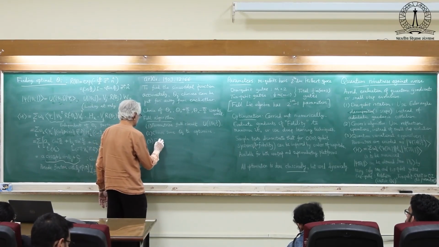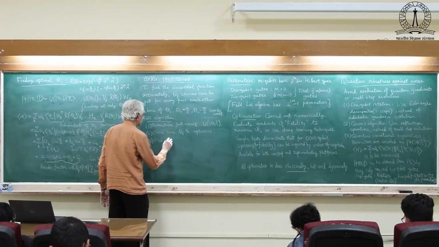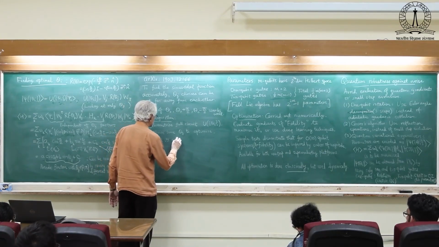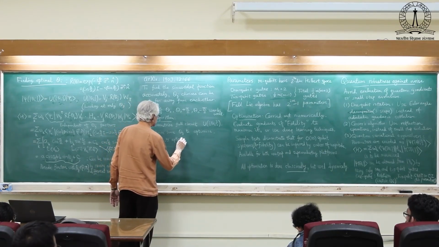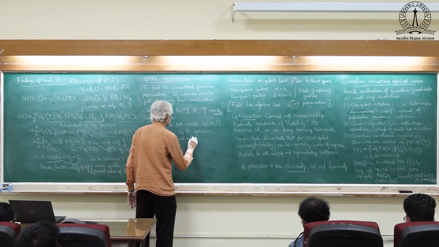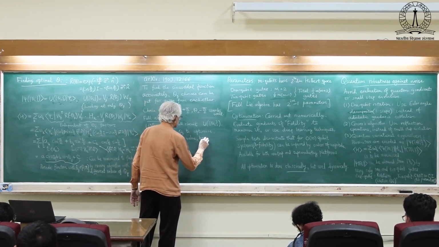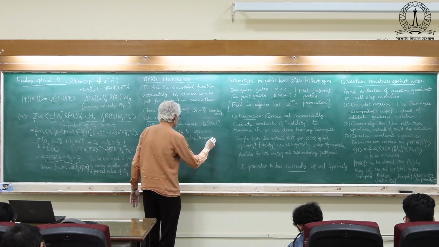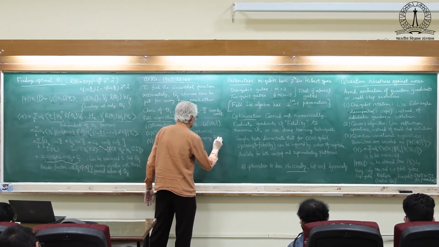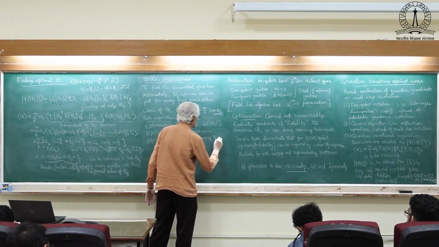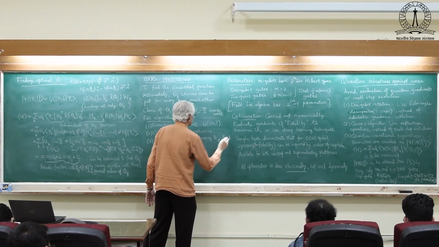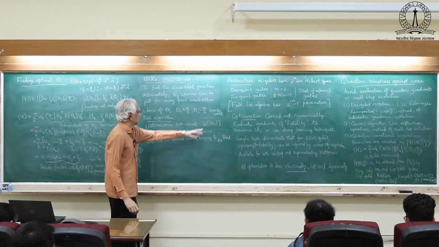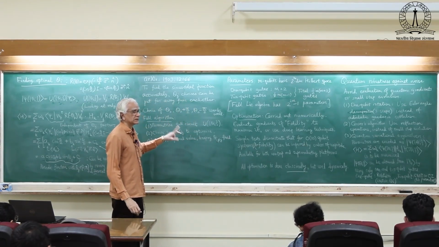Find its optimal value, keeping theta i, for i not equal to j, fixed. All the other ones you are not changing. You are changing only one of them.